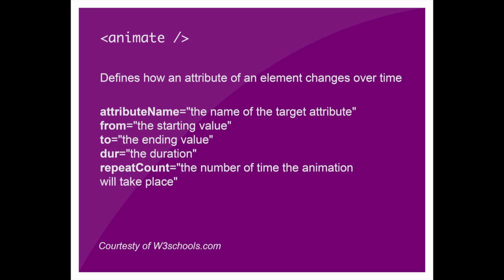The animate tag basically defines how an attribute of an element changes over time, and some of the attributes it can have are attribute name, from, to, duration, and repeat count. In the example we're using, we use attribute name for color, we use from as a starting point, 0 seconds or 5 seconds, to either an ending value, so an ending color or an ending size, duration, how long it takes to do the cycle, and then repeat count, which can be infinite or a specific number.